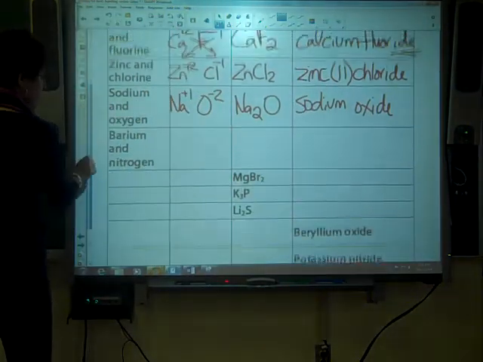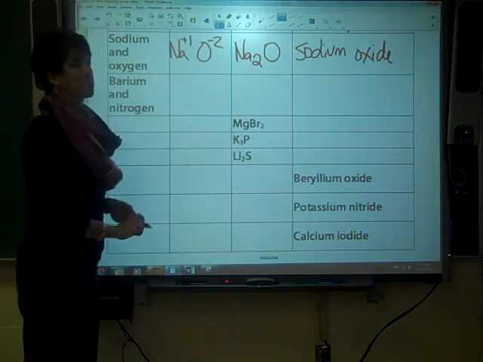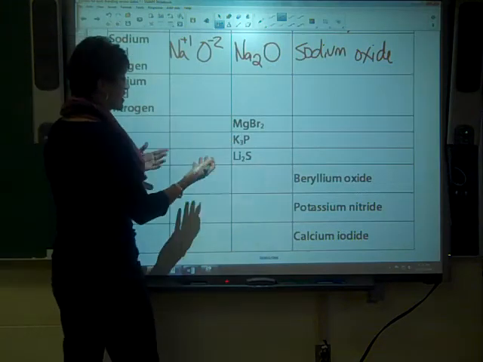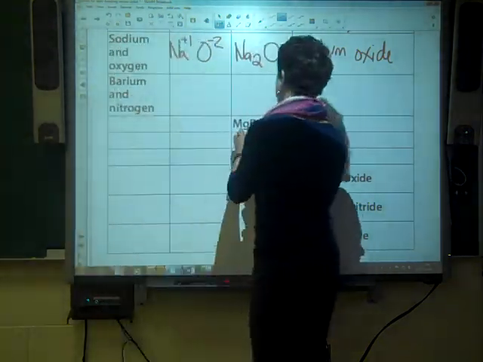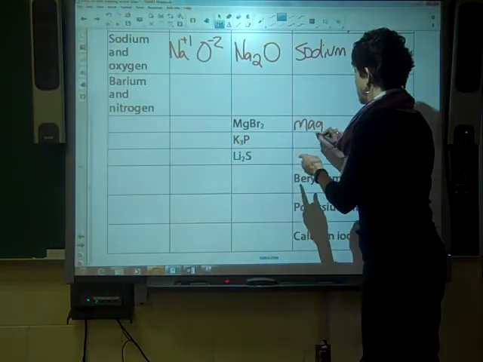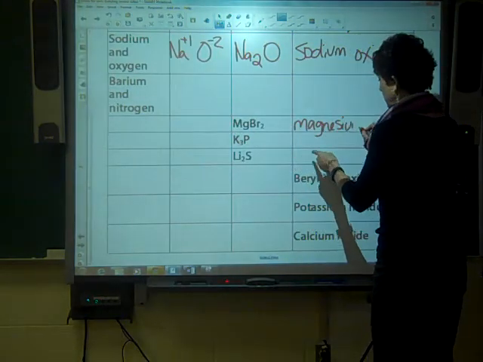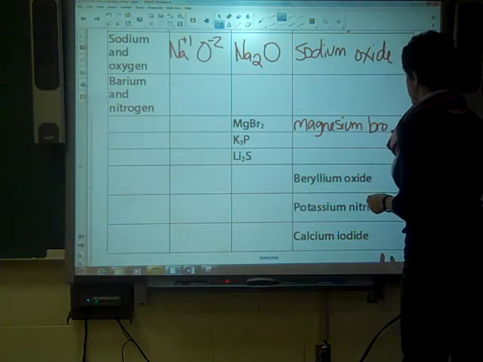I'm going to scroll down a little bit. Here I give you formulas. So the formulas tell you what it is. First of all, I can name it. This is magnesium, Br bromide.